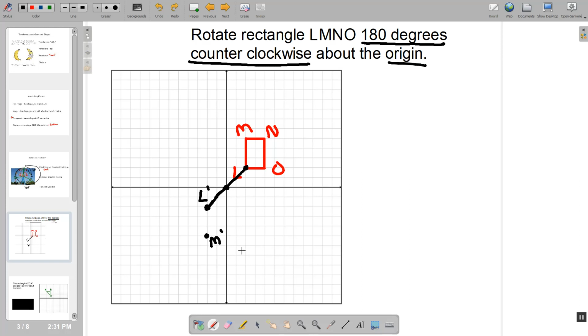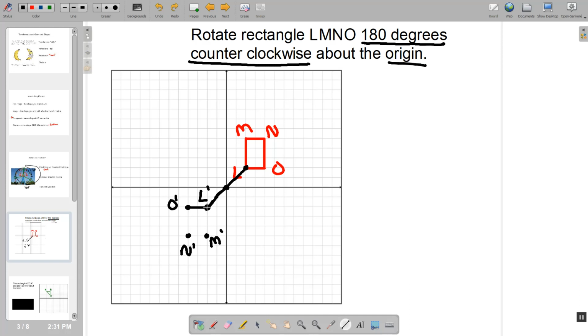I'll put our little tick marks here. So we got L and we got M. So then N has to be opposite of L, and it's going to be 1, 2 units away from M. So there is our N prime. And then finally our O has to be 3 units away from N or 2 units away from L. So it's going to be right up here.